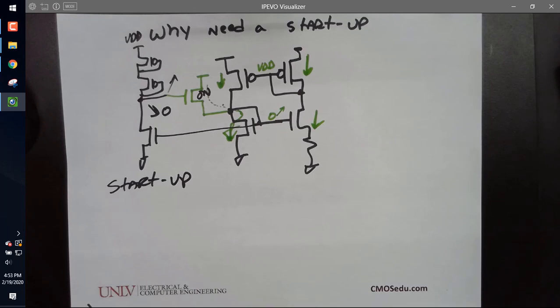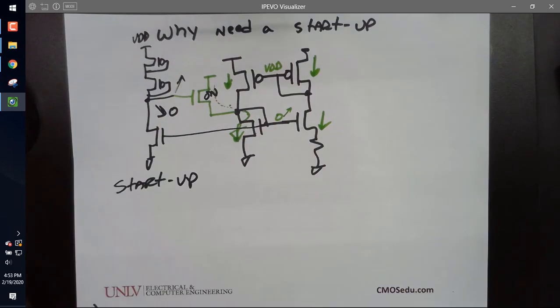Okay, so we all know why there's a startup circuit, right? Any questions about that? Okay, I want to do one more example.